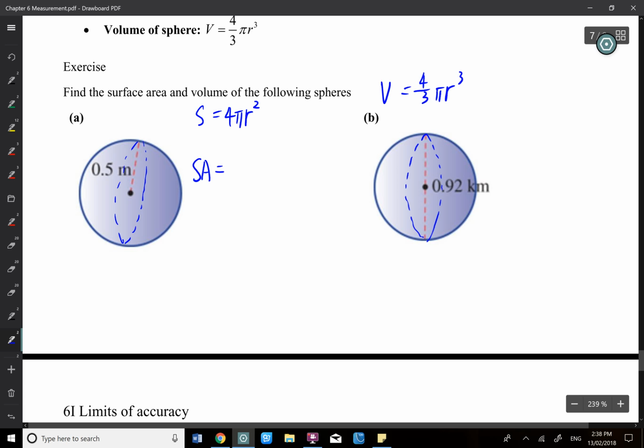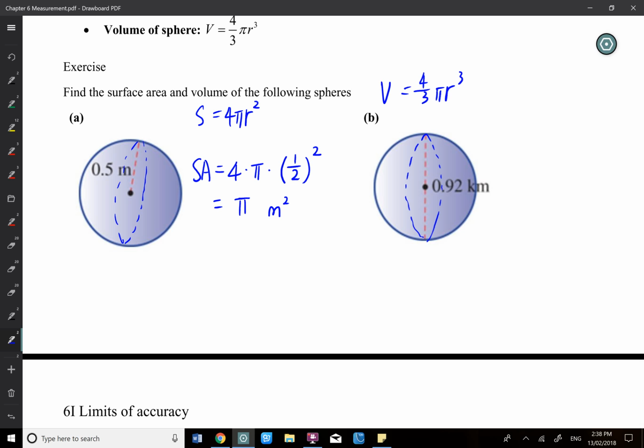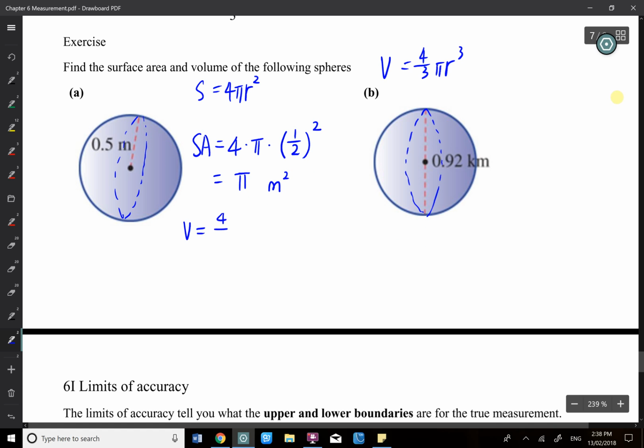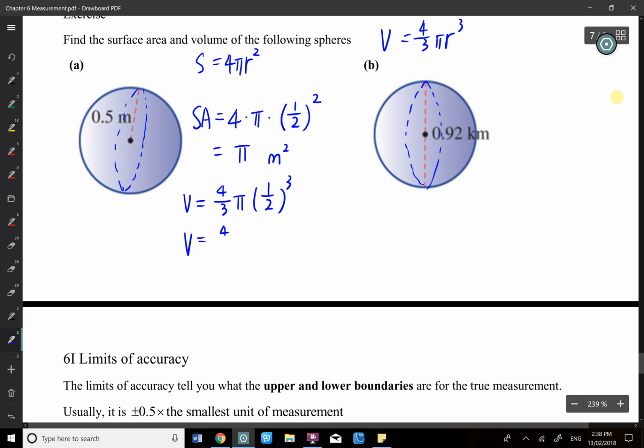So the surface area for the first one will be 4 times pi times r squared. So r is a half. I'll use a half squared. So 4 pi r squared, and that equals to pi meter squared. So half squared is a quarter, 4 and a quarter give you 1, so that's 1 pi meter squared. If you think about the volume, 4 over 3 pi r cubed. So we have 4 on 3 pi times 1 over 8. So that's 1, that's 2. So volume equals pi over 6 meter cubed.